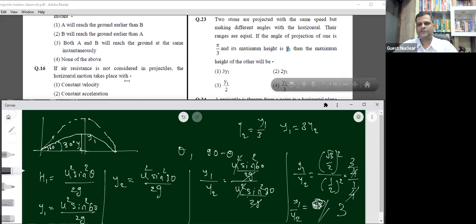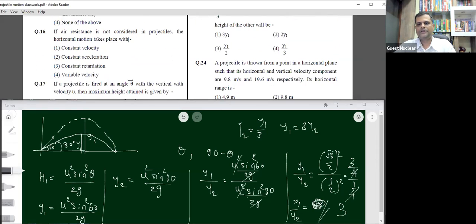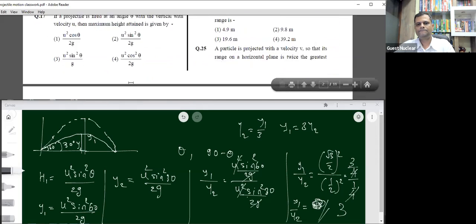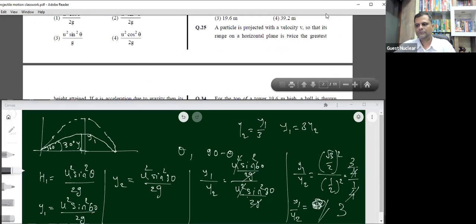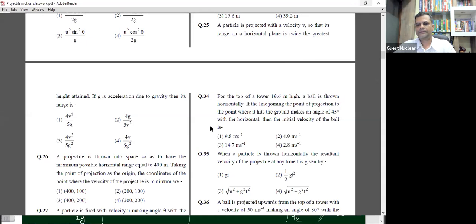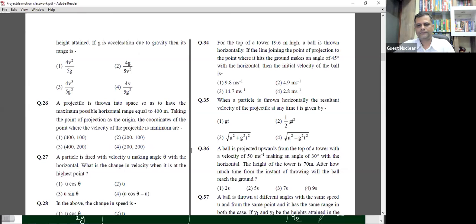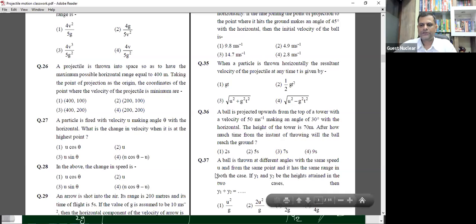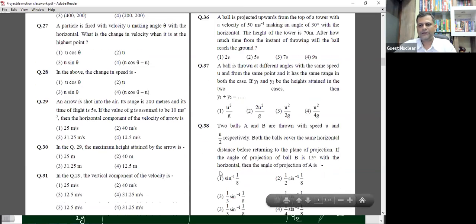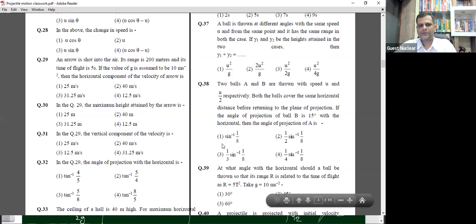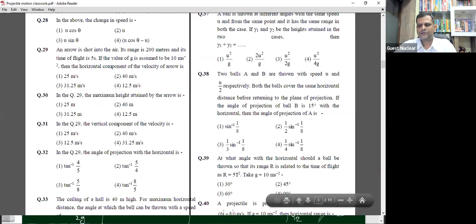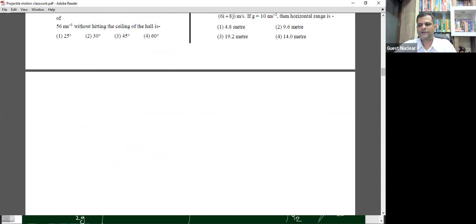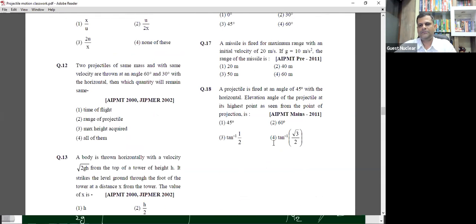So this is all about the questions in level 1. Try to do the remaining questions in level 1 so that we can continue with level 2 next time. So let us stop here.